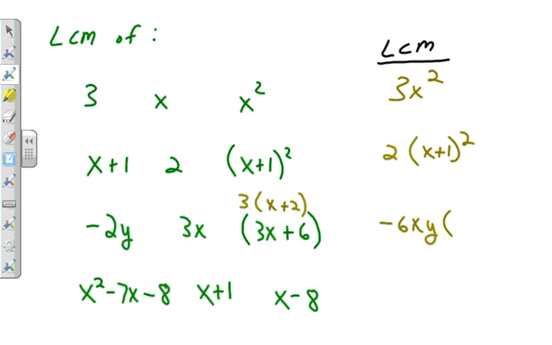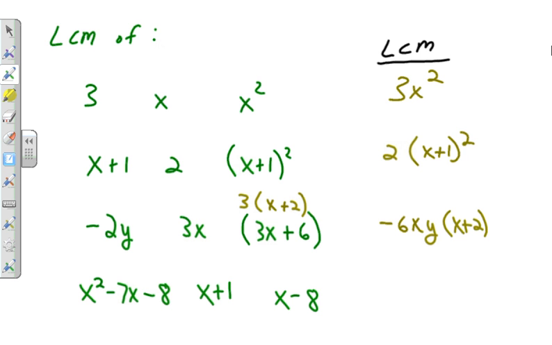x plus 2. Why not 3? The 3 is included in the 6. Anytime you share factors, you don't need to include it twice. It's like saying, what is the least common multiple of 3 and -6? -6. You're always going to include the negative.